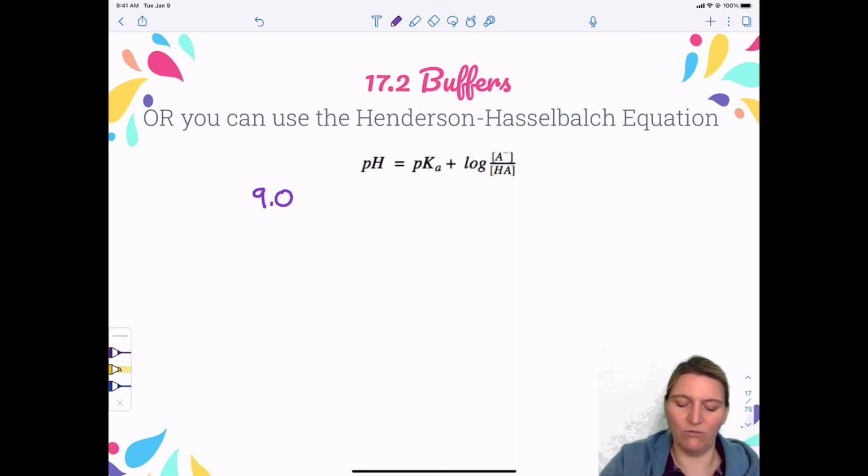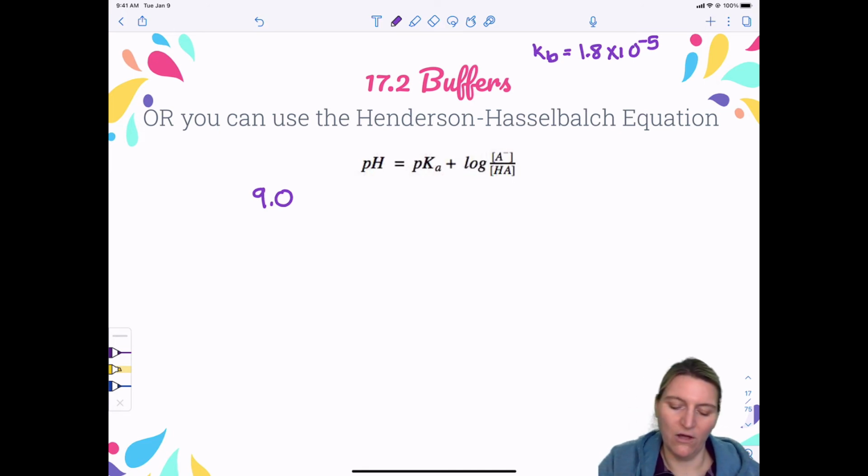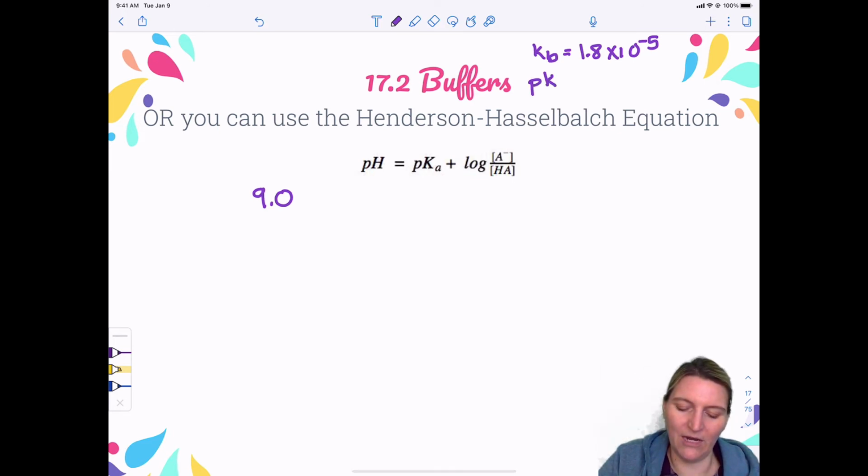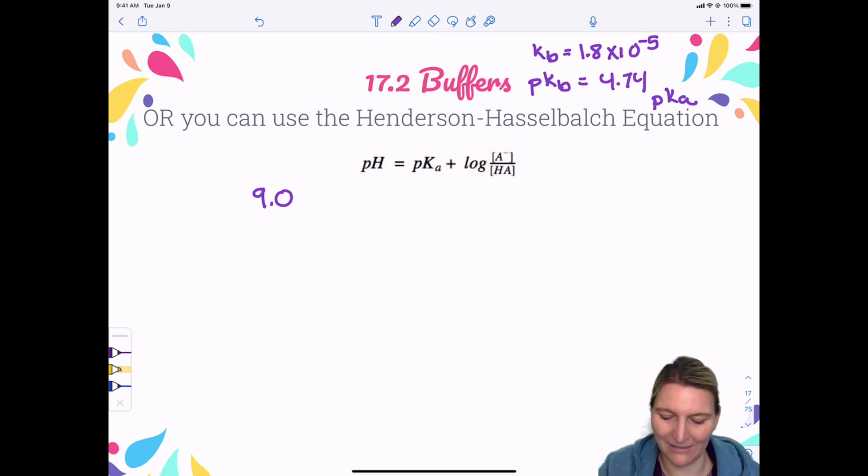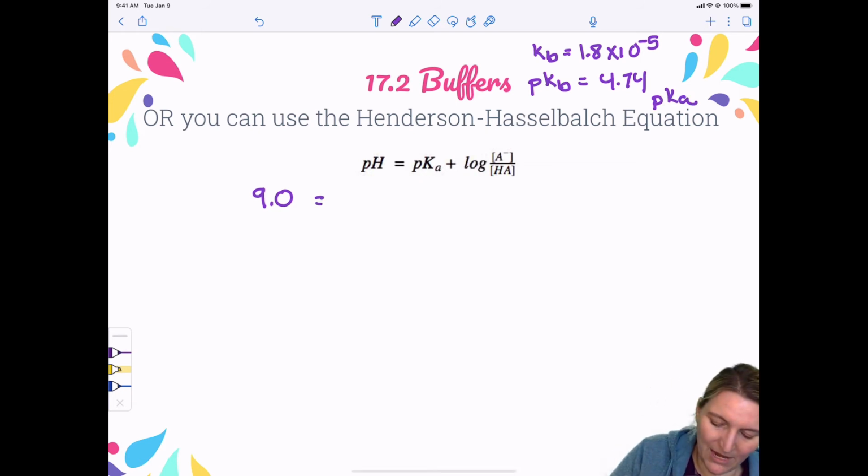Remember that if you do that, right, we know that the Kb is 1.8 times 10, I think I said 4. It's 1.8 times 10 to negative 5. So that means if I take the negative log of that, I'll get the pKb, and that's 4.74. So in order to get the pKa, 14 minus that. Right? So the pKa is equal to 9.25.